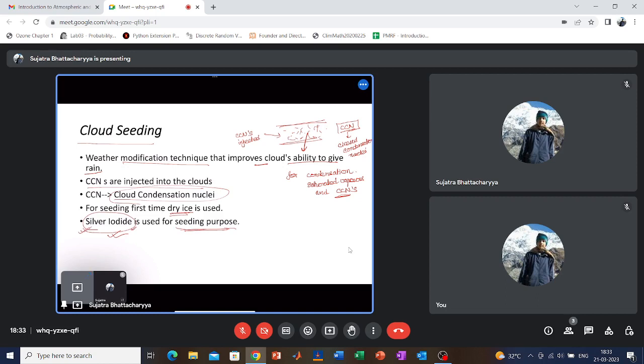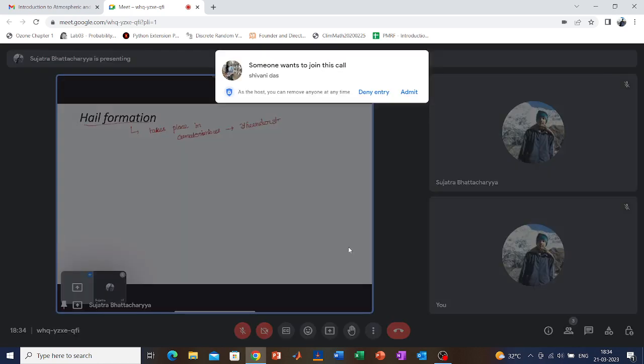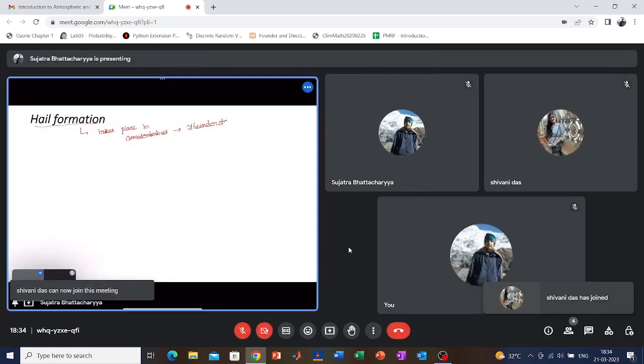Okay. Next is hail formation, which I was talking about. Generally hail formation takes place in cumulonimbus clouds. Now what are these cumulonimbus clouds? I have discussed already that these are the thunder clouds. Whenever you see thunderstorms, they are generally related to these thunder clouds.